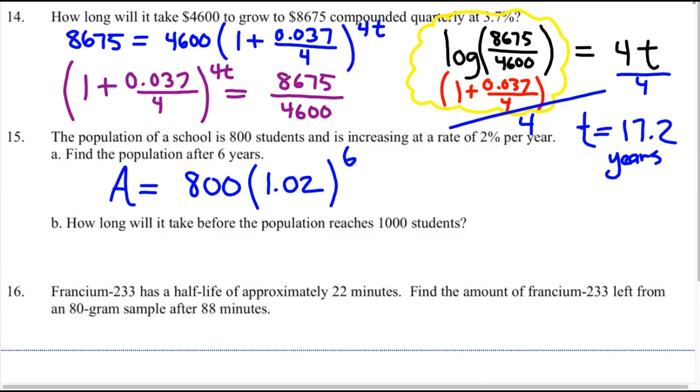Okay, so calculate that. And we will get, let's see here, 900.9 students. So I will say this is approximately, I'll just round down because you can't have 92% of a person. So 900 students. That will be after 6 years of growth at 2%. How long will it take to get 1,000 students?